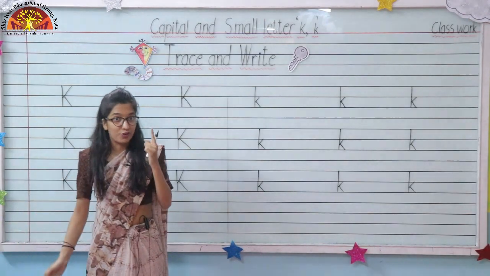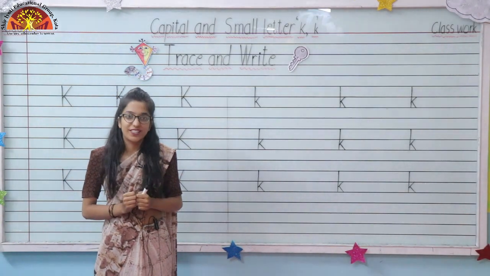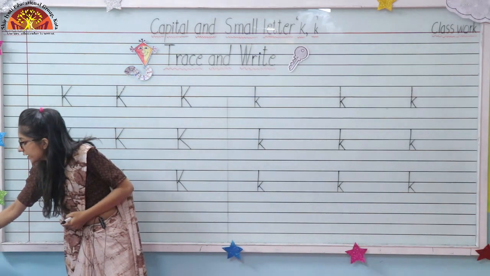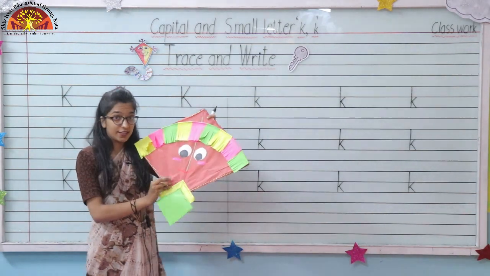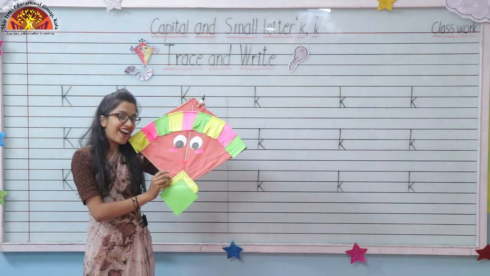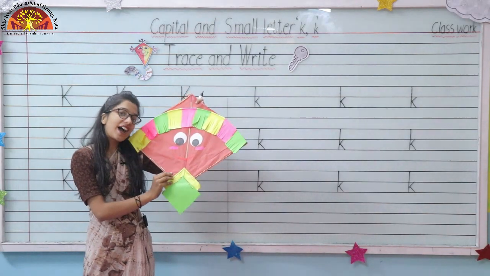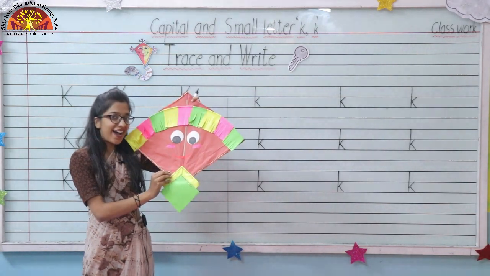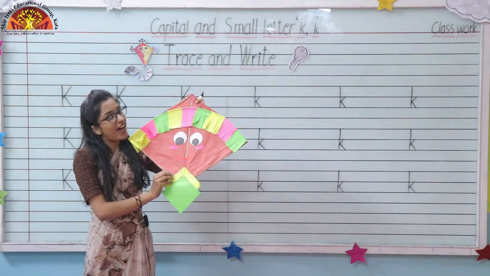Now let's see one object related to capital and small letter K. Kids, tell me, what is this? I already told you now. Kite. This is a kite. K for kite.